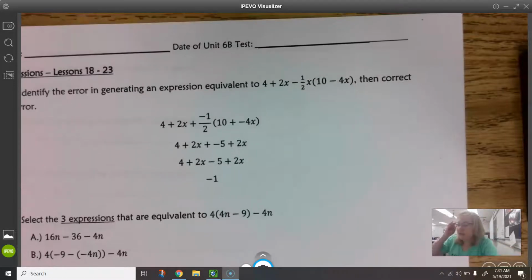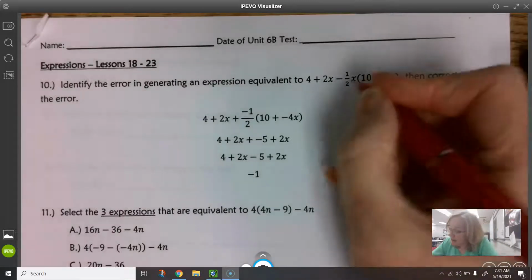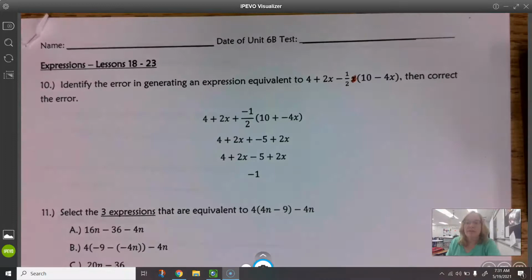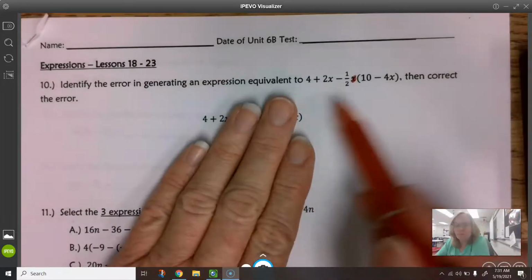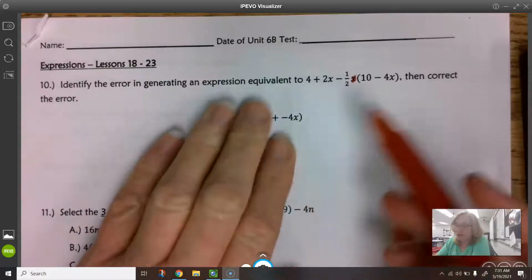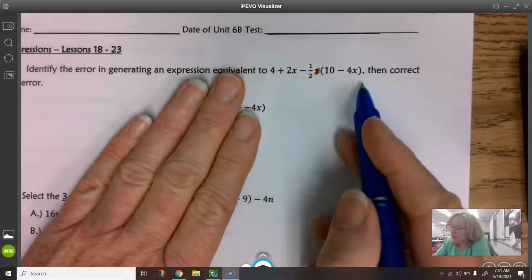Identify the error in generating an expression equivalent to this. Okay, well, before we even start that, the first error is that this is a typo. That should not be an X right there. Not supposed to be there. Now, when you get to a problem like this, my recommendation is you do the problem first and then look at their work, because sometimes it's really confusing when we get to their work. So we're going to look at our work first. I'm just going to go ahead and do this one.